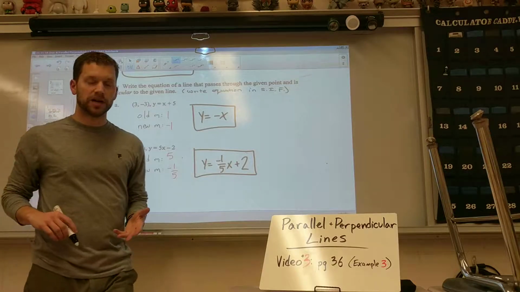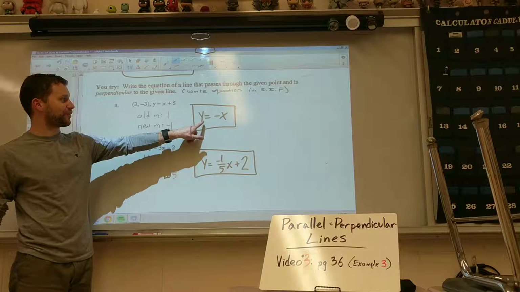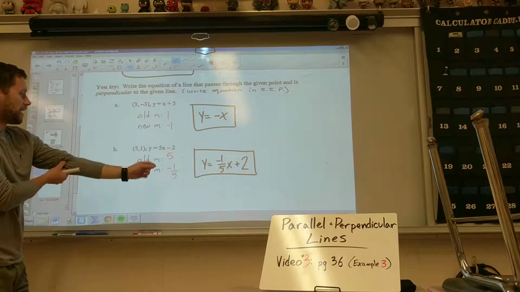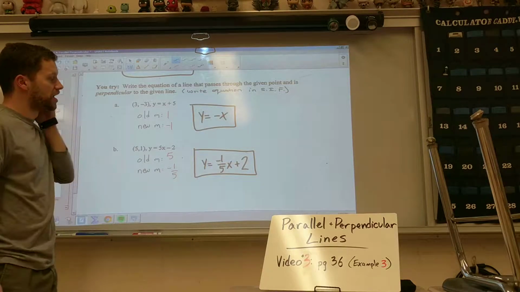All right, so here we are. The answers are right up here. So for this first one, it was y equals -x. Pretty interesting looking, pretty simple looking. And then this one right here came out to y equals -1/5 x plus 2.